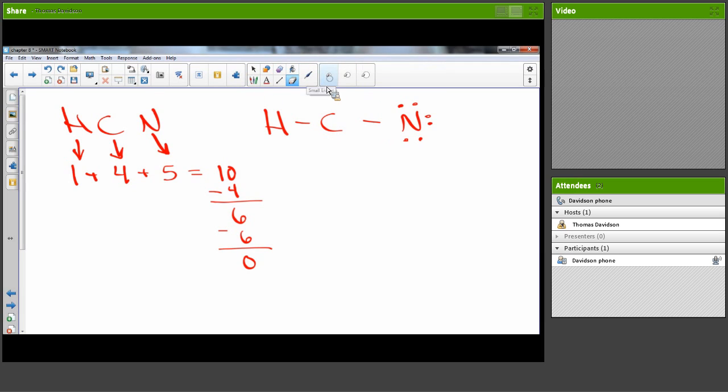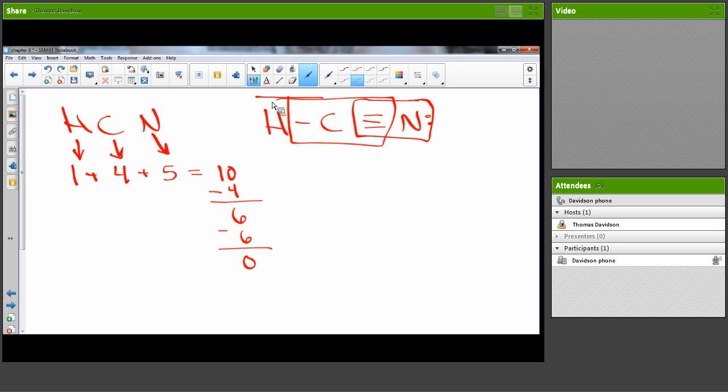So let me get my handy eraser out, and I'm going to erase 2 pairs. And I'm going to put 2 lines right here. That gives nitrogen 8. That gives carbon 8. And it gives hydrogen the 2 that it wants. We all right with that? Okay. All right, so it's not the hardest thing, hopefully, we've ever done.